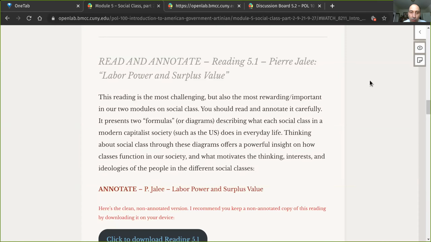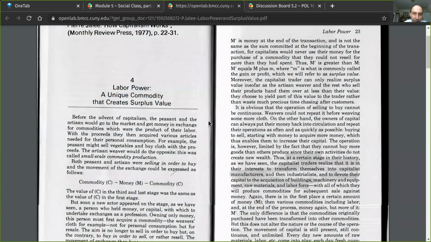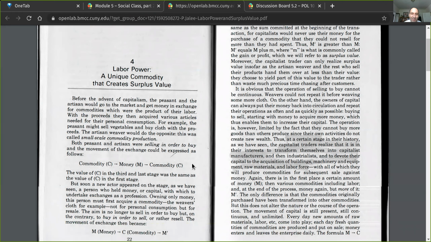It's called Labor Power and Surplus Value. So let's go ahead and annotate it the way we usually annotate our readings. And let me go to the reading itself. And this is an excerpt from an old book from the 70s, which is excellent. And here, let's say more about labor power that we already encountered in the first part of lesson 5.1.